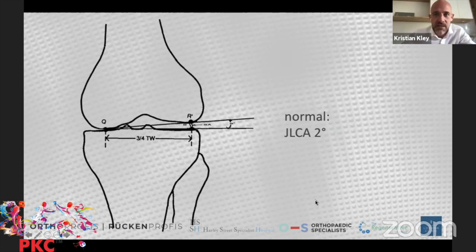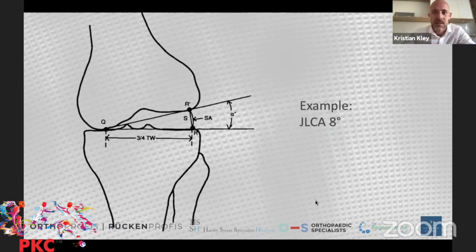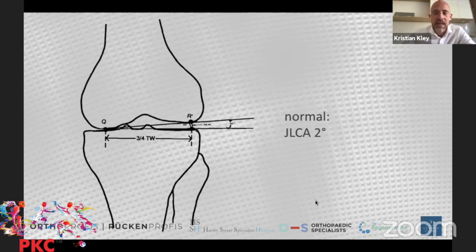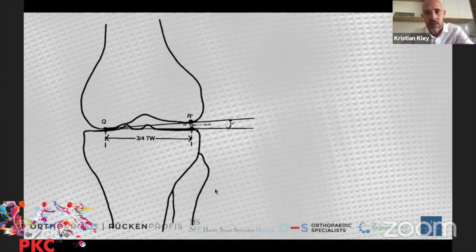And if it does not correct at all and it remains in a contracted situation, then it will stay at a joint line convergence of 8. But I have to apply this change to my bony correction overall, because if I don't do this and it may open up, then I end up at 8 degrees of overcorrection. If it completely resolves within the joint and goes 8 degrees or 6 degrees in this case, further to the lateral side, I've created an overcorrection. So I need to reduce my overall HTO by some degree.